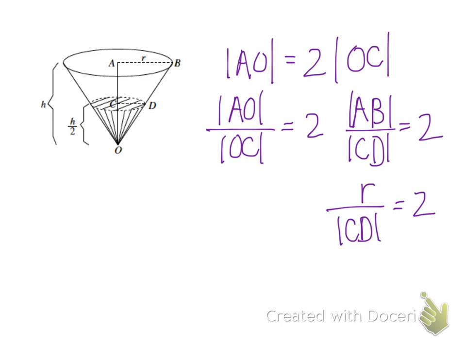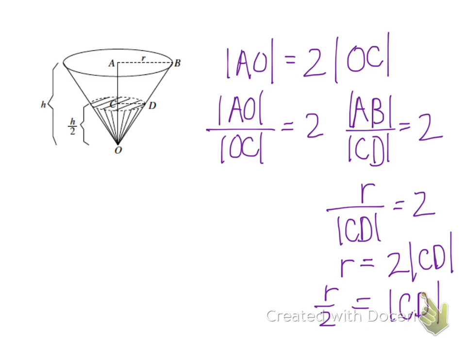So if we rearrange things, we can see that R is equal to 2 times the length of CD, and if I divide by 2 here, let me just take that off so it's not too messy, I can see that the length of CD is equal to the radius over 2, or R over 2. So this length here is R over 2. Okay, so now we're ready to write the expressions for the volumes.